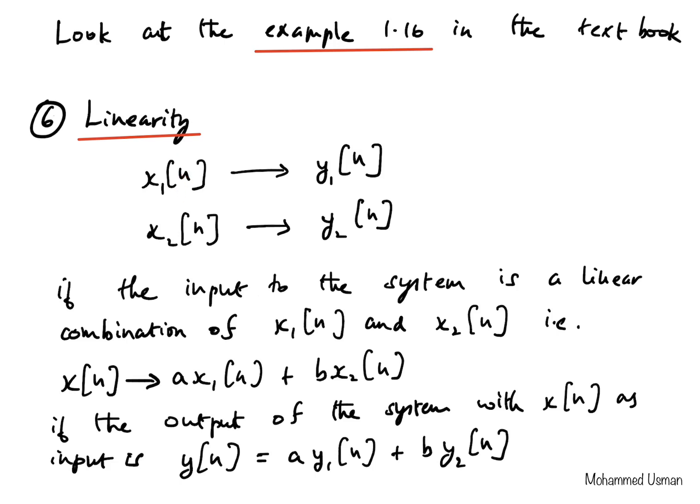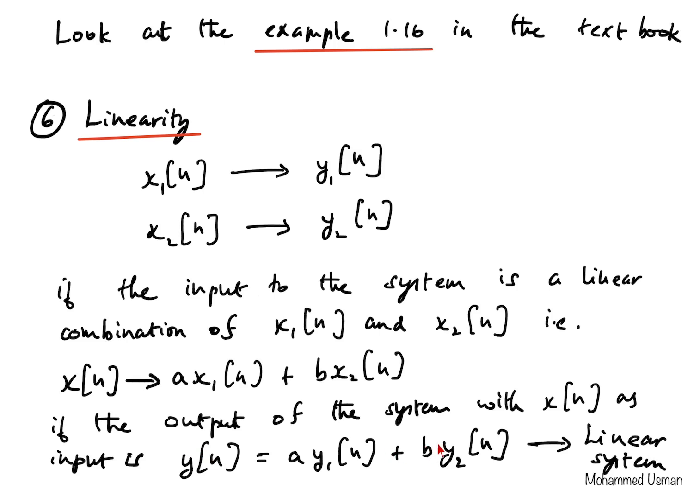Instead of the parameter here being n in square brackets, we'll have it as t in round brackets or parentheses, right? So if this condition is satisfied, then we call such a system a linear system, or in other words, we say that the system satisfies the linearity property. Now here we can choose our values a and b as 1. So if a equals 1 and b equals 1, the combined input is x1 of n plus x2 of n.